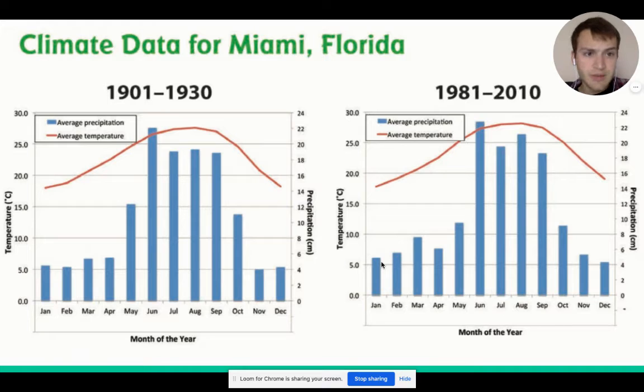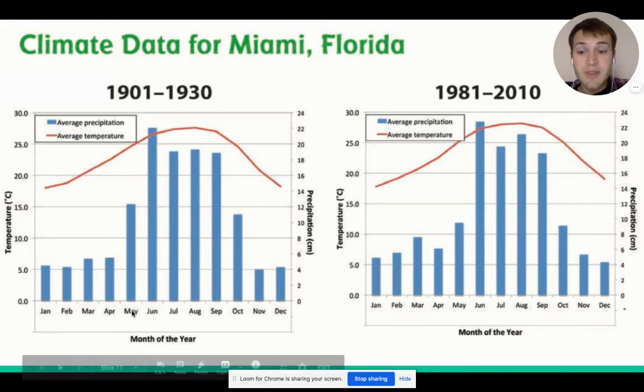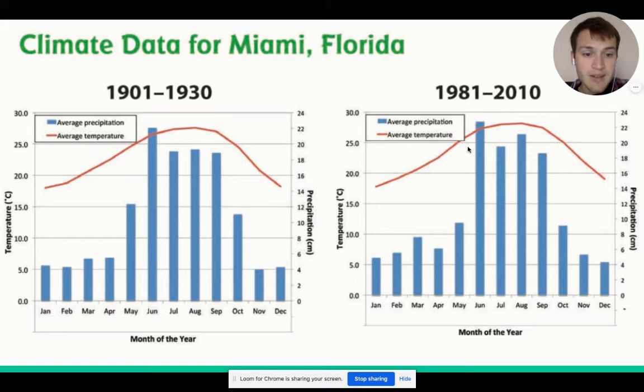And each month was kind of like that, where the precipitation was different, especially May. So in 1901 to 1930, average precipitation in May was about 12 centimeters, whereas in the second graph, the average precipitation for May was about 9. So it's a pretty big difference. So we just tried to make sense of these graphs. But the major takeaway was that from this graph to this graph, first, the average temperature went up. Second, the precipitation changed, sometimes in pretty big ways, mostly in pretty small ways.